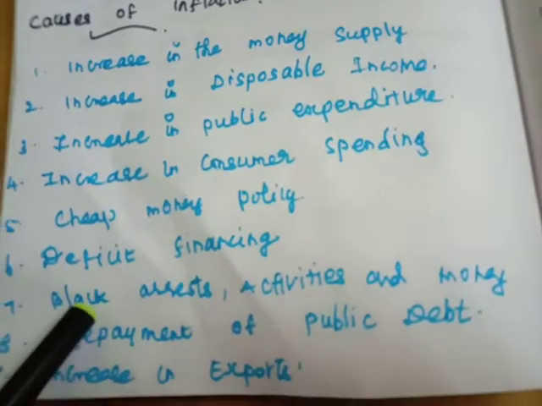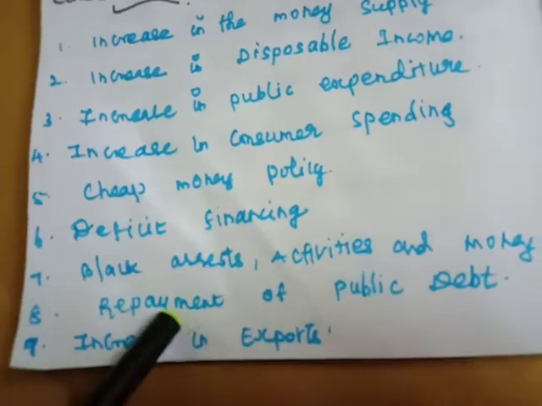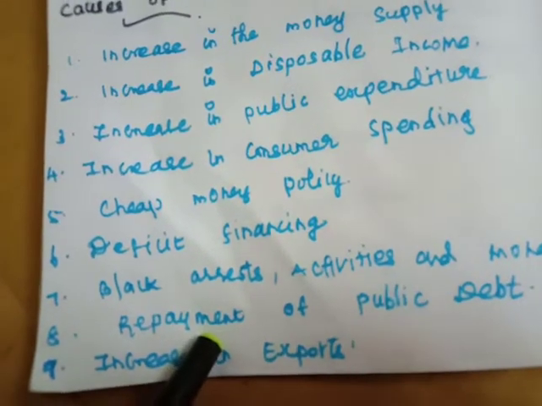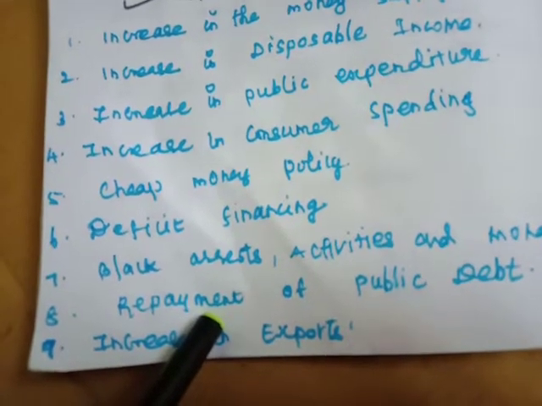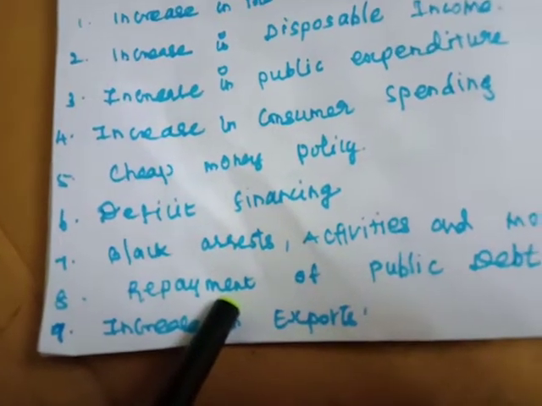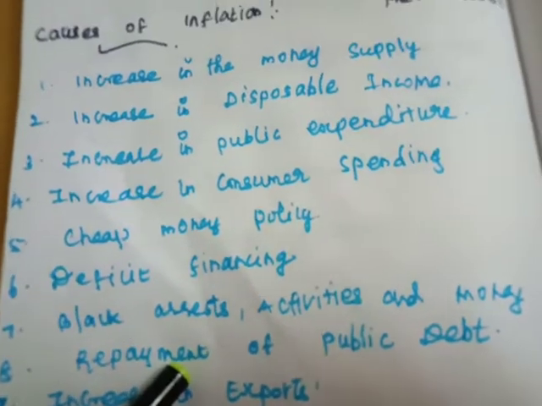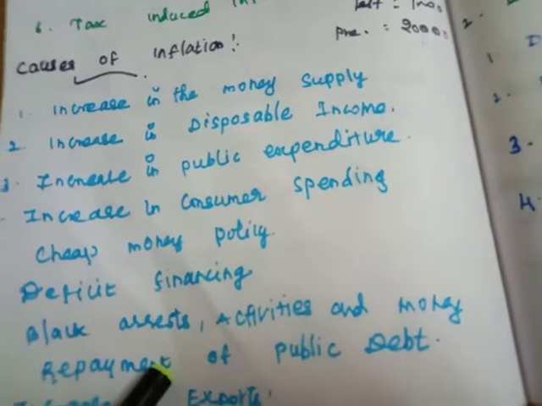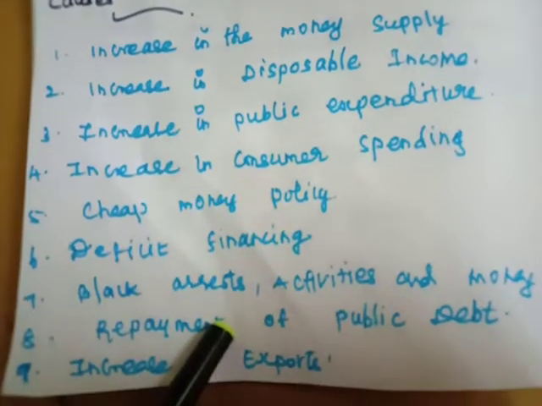And next we will move to black assets, activities and money. Black asset means unaccountable assets, or politicians will purchase property in another name due to corruption, tax evasion, etc., increasing the aggregate demand. People spend money lavishly and very easily, and black marketing and hoarding means keeping money unaccountably at home or reducing the supply of goods. This leads to a rise in the price level further.